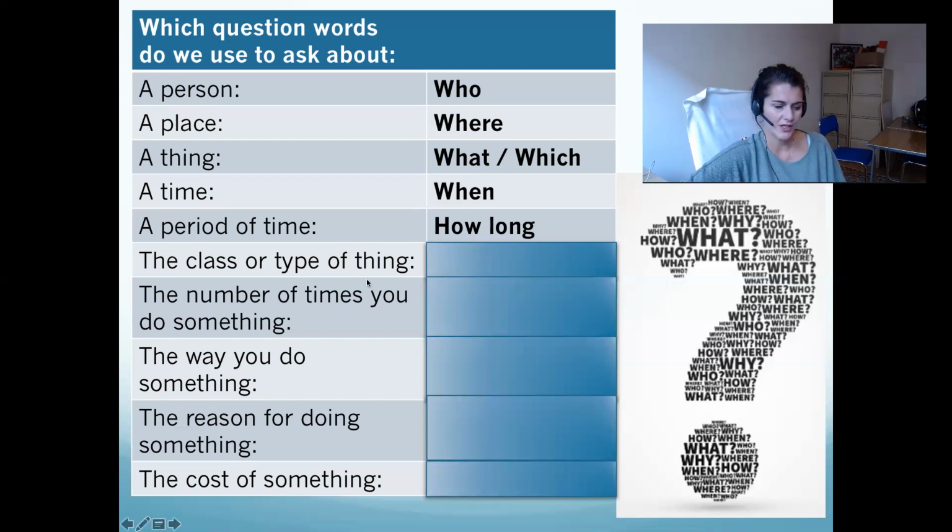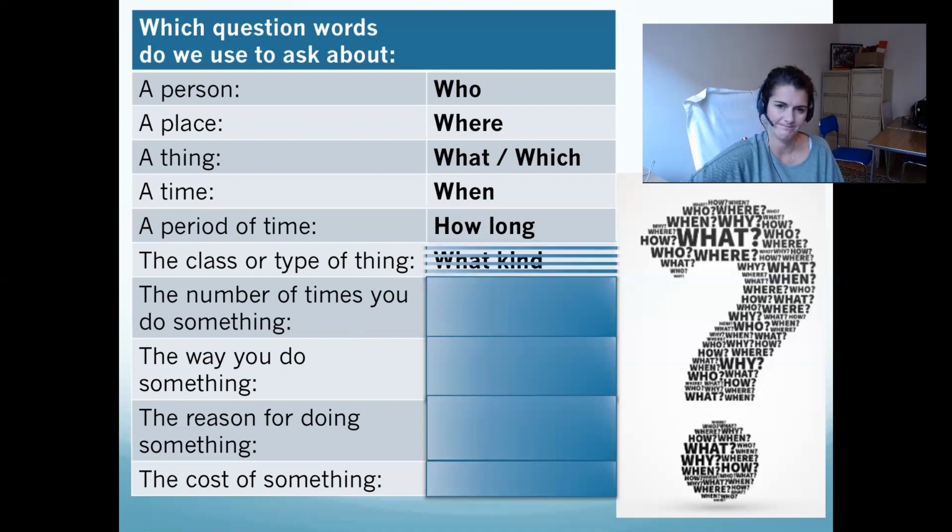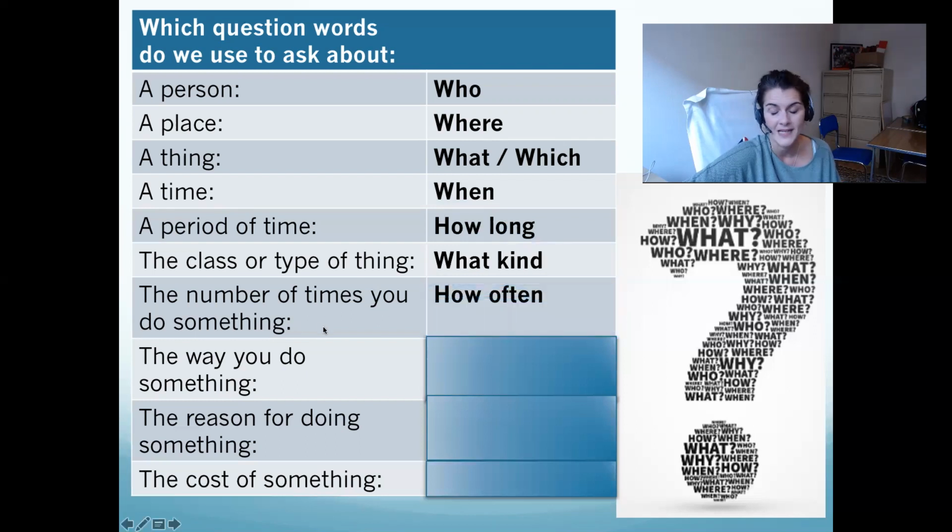Which question word do we use to ask about the class or type of thing? What kind? For example, what kind of ball do they use in the game of rugby? What about this one? The number of times you do something. Which question word do we use for the number of times you do something? How often? For example, how often do the Winter Olympics happen?